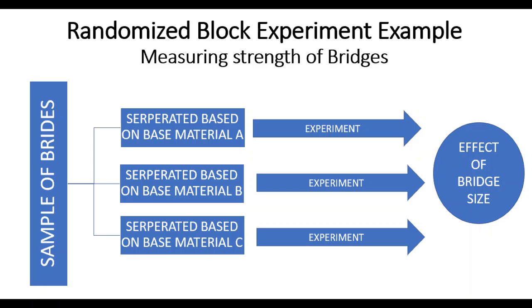However, the material of the bridge could also affect the strength. When doing a random experiment, it will skew the result in favor of the material that's used the most in the real world. So when running the experiment, we should isolate all the bridges based on a certain material and then test the effect of size on those bridges.